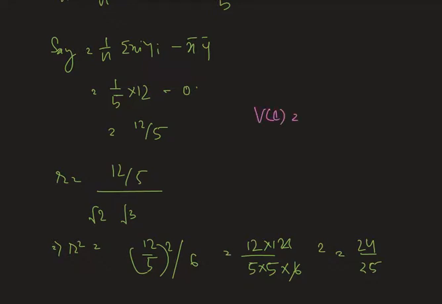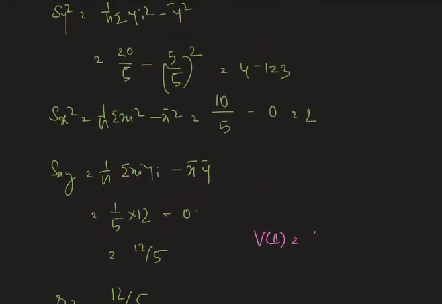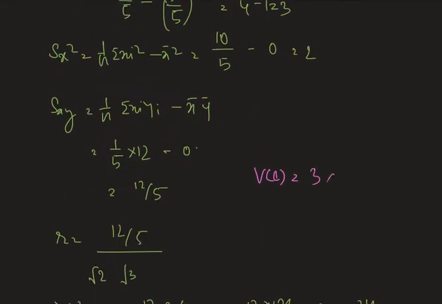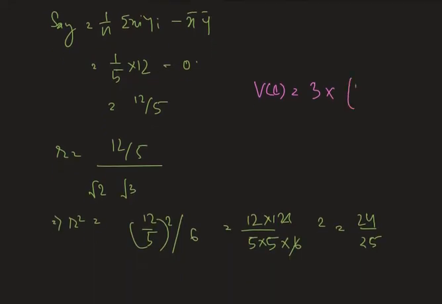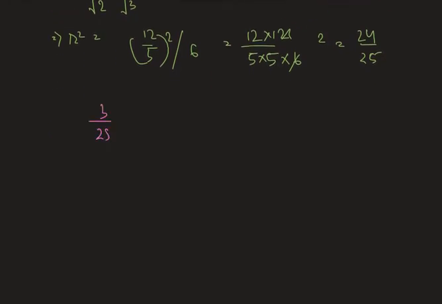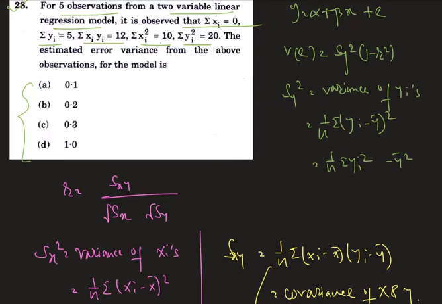Therefore variance of e is equal to the value of sy square, which is 3, times 1 minus r square, which is 1 minus 24 divided by 25. Therefore 3 multiplied by 1 divided by 25, that is 3 divided by 25. Now 3 divided by 25 means 0.12. So among the given options, the correct option must be option A, which is 0.1.